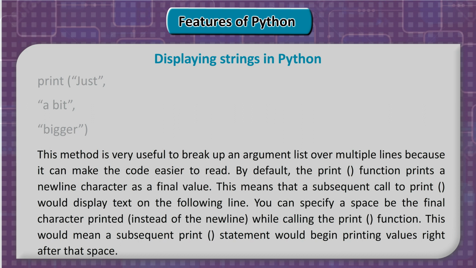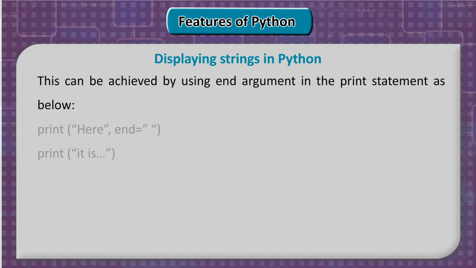By default, the print function prints a new line character as a final value. This means that a subsequent call to print would display text on the following line. You can specify a space to be the final character printed, instead of the new line, while calling the print function. This would mean a subsequent print statement would begin printing values right after that space. This can be achieved by using the end argument in the print statement as below. Print here and print it is.